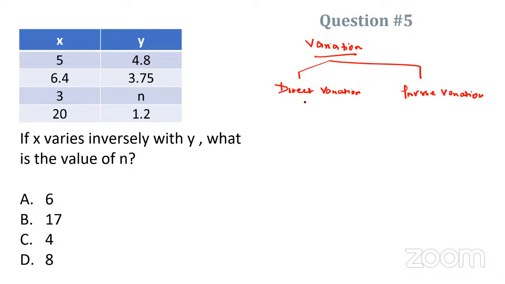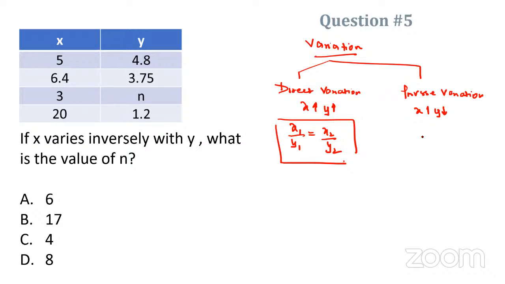In case of direct variation, we say that if one of the variables increases, the other also increases. But in inverse variation, if one increases, the other variable decreases. So, directly proportional and inversely proportional. All you need to remember is that in case of direct variation, the ratio remains constant, which means x1 upon y1 will be equal to x2 upon y2. In case of inverse variation, the product remains constant, which means x1 y1 will be equal to x2 y2.